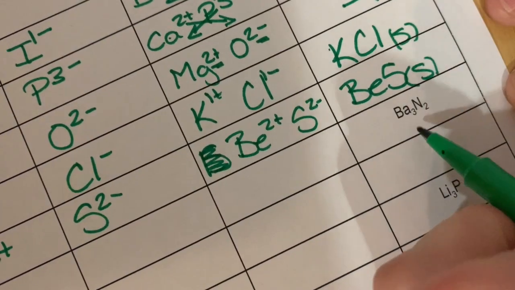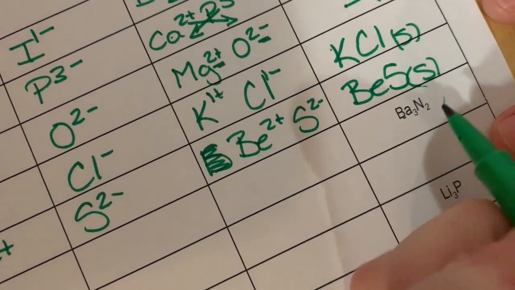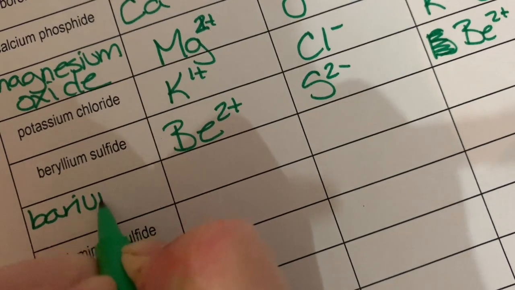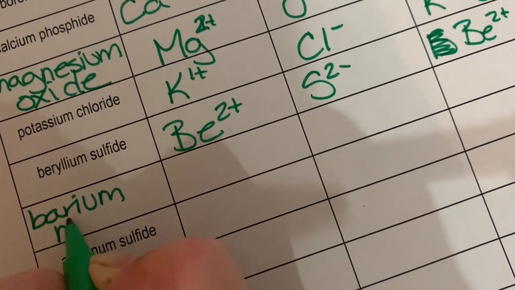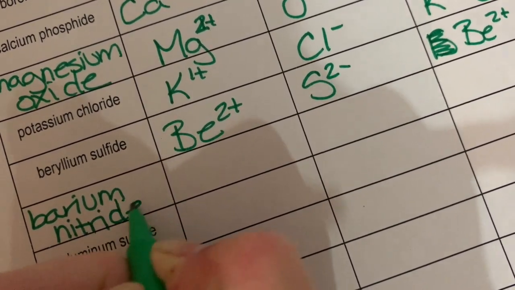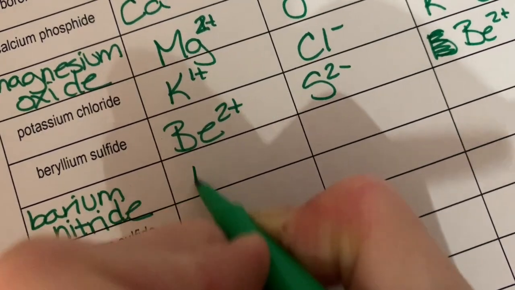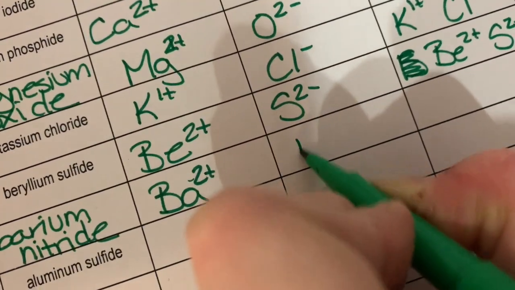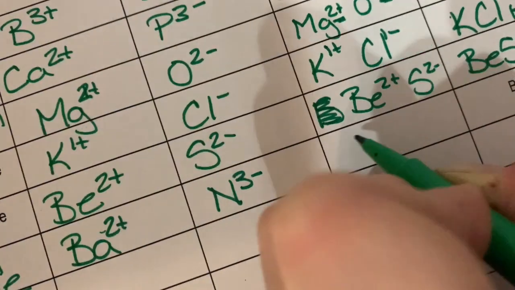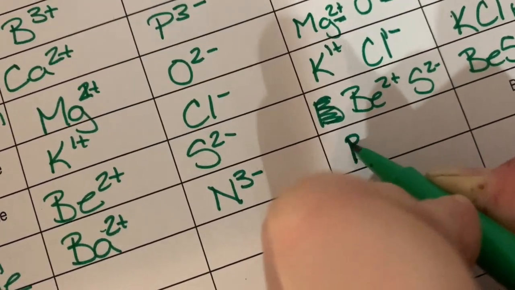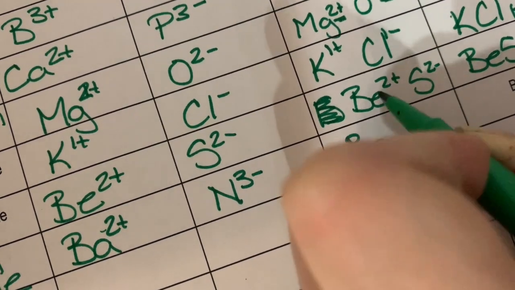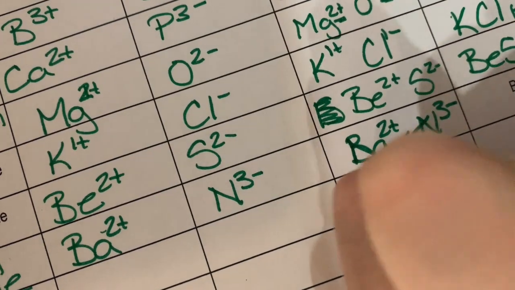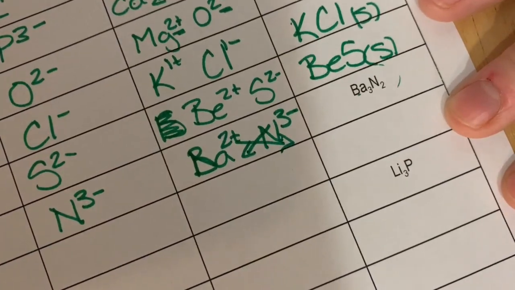For the next row, we've got the name here. So Ba and then N. Ba is barium and N is nitride. So Ba has a 2+ charge, N has a 3- charge, which is how we got our cross down in our final compound.